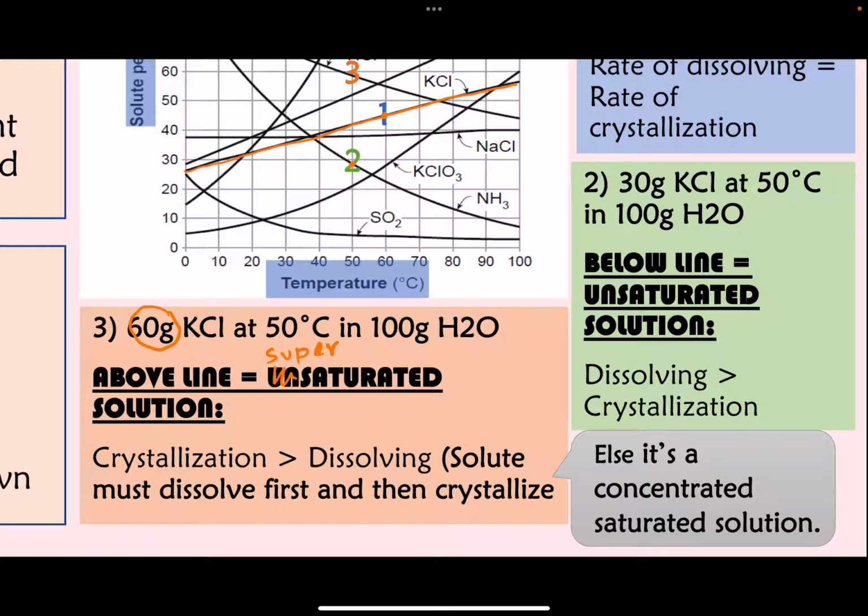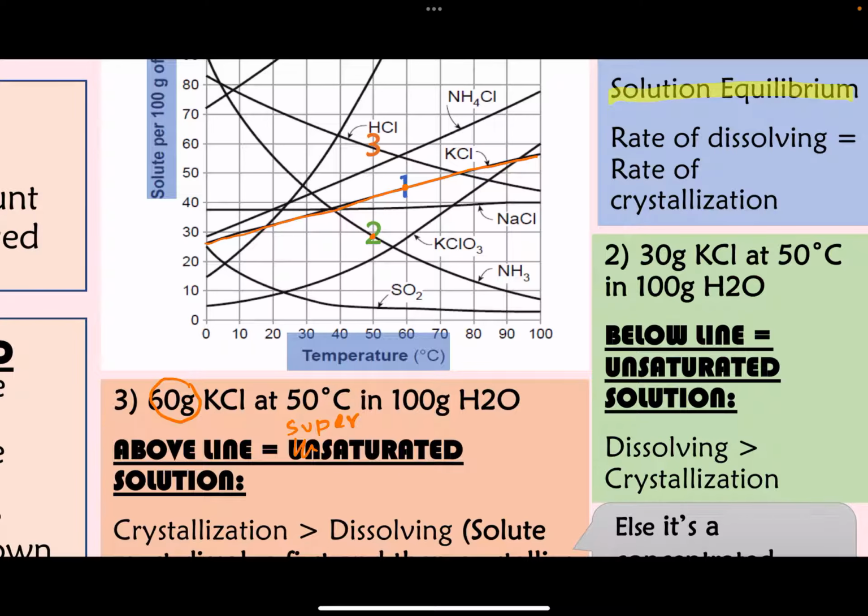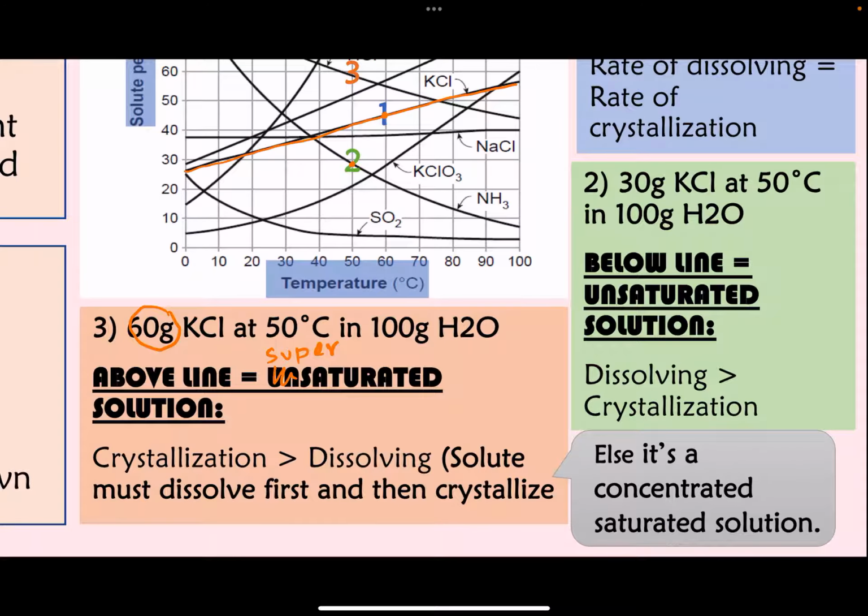Because in order for any solution to be classified as a supersaturated solution, our solute should dissolve first completely and then crystallize. So if the solute never dissolves, then it's not a supersaturated solution. So if you keep adding the 60 grams, because at 50 degrees Celsius the maximum amount of KCl that we can dissolve is about 42 grams, after that 42 grams, if you keep adding more solute but it never dissolves, that means we just have a saturated solution.